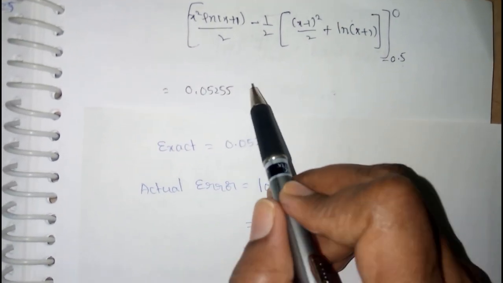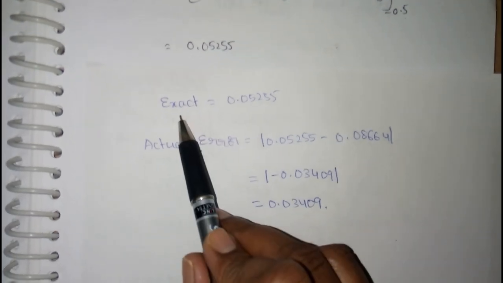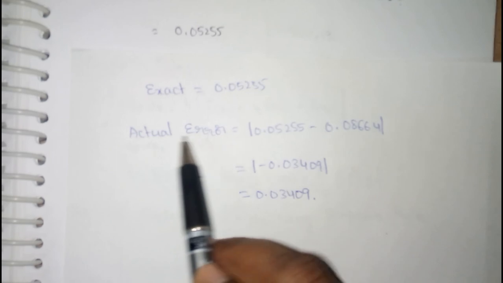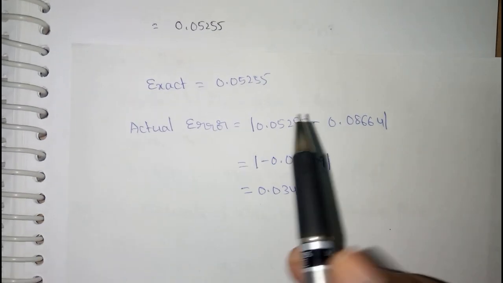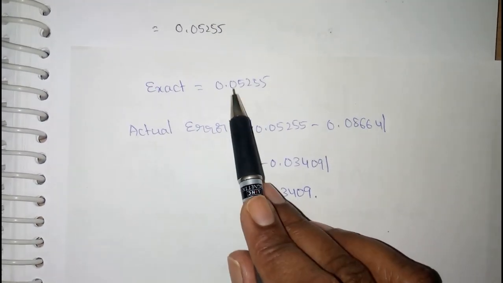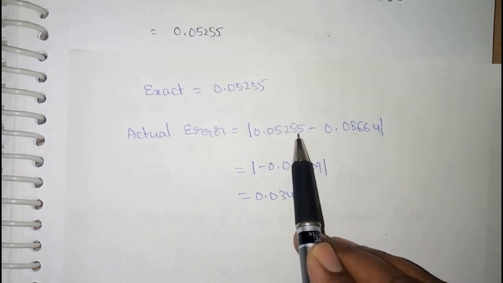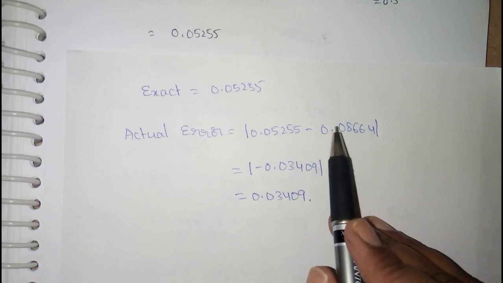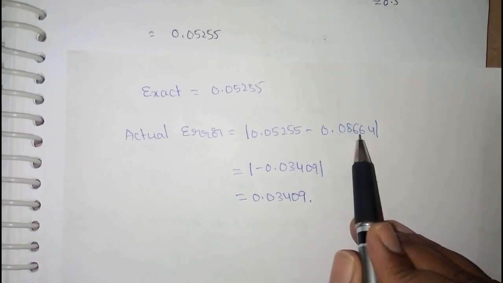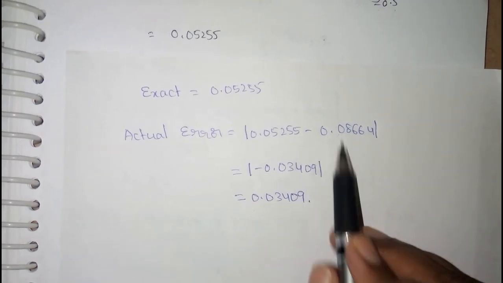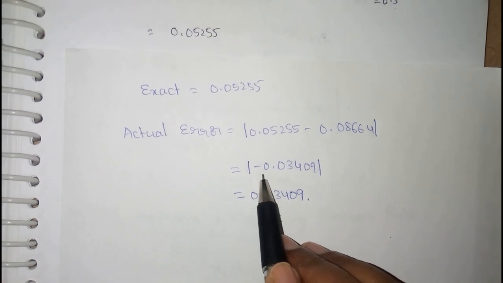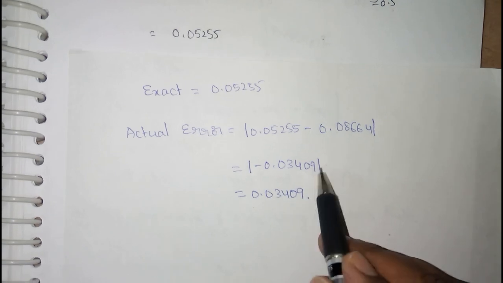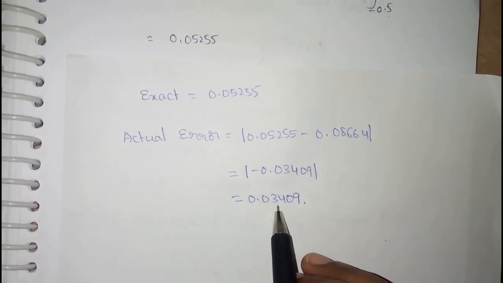0.05255. Check in your calculator. That is the exact value. The exact value is equal to 0.05255. Next, actual error equals the exact value, 0.05255, minus the approximate value. What is the approximate value? Already completed, 0.08664. So that answer is the modulus of -0.03409. Taking the modulus, it is 0.03409.